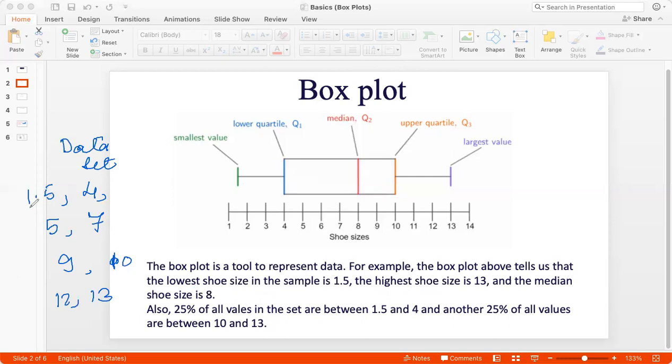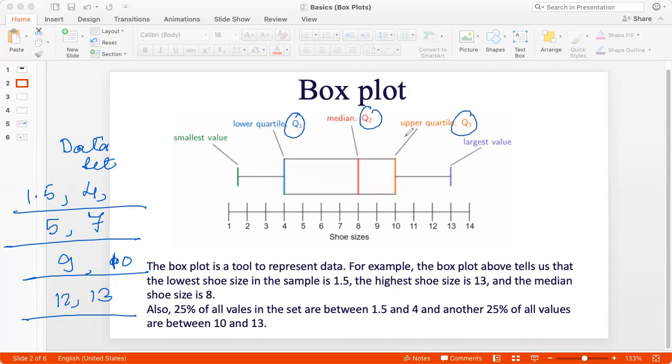Out of these 8 values, 25% of the values, that is 2 values, are between 1.5 and 4. The next 25% of the values are between 4 and 8. The next 25% is between 8 and 10. And the final 25% is between 10 and 13. Now the question is, how do I determine the values of Q1, Q2, and Q3? Because the lowest value is pretty straightforward and the highest value is also pretty straightforward. So this part and this part of the box plot is the easiest to figure out.